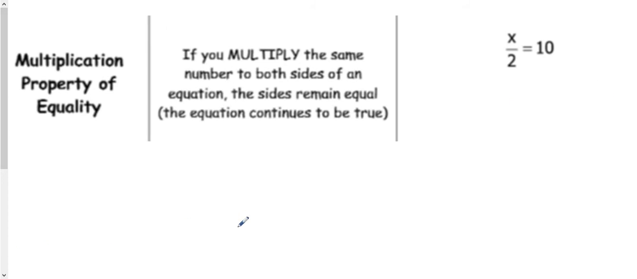Our next example is the multiplication property of equality. If you multiply the same number to both sides of an equation, the sides remain equal. The equation continues to be true. So here we have x divided by 2 is equal to 10. So x is being divided by 2. To solve this, we're going to multiply each side by 2. So 2x divided by 2 is x, and 10 times 2 is 20. So x is equal to 20. So we used the multiplication property of equality, or we multiplied the same value on both sides of the equation.